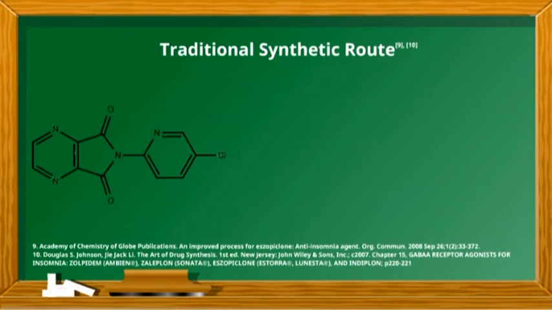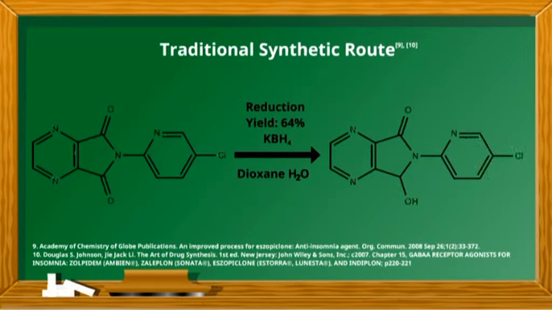The fourth part of synthesis is completed by the monoreduction of a carbonyl oxygen of the imide to a hydroxyl group with the product yield of 64%. This route is mediated by potassium borohydride, dioxane, and water.